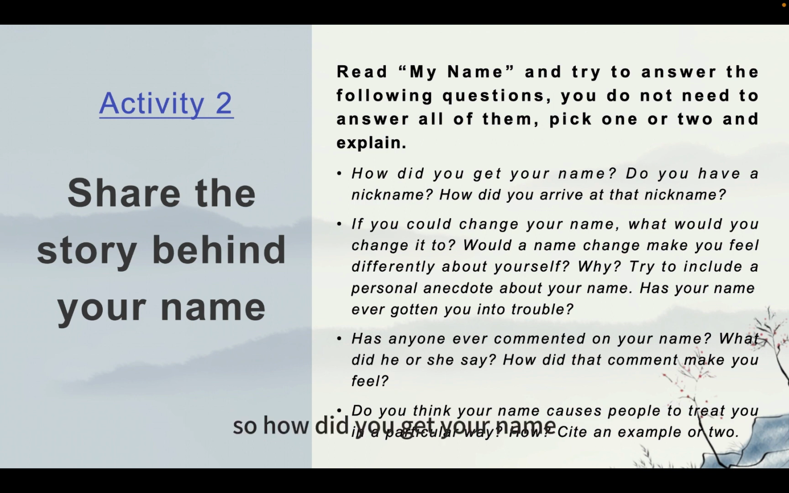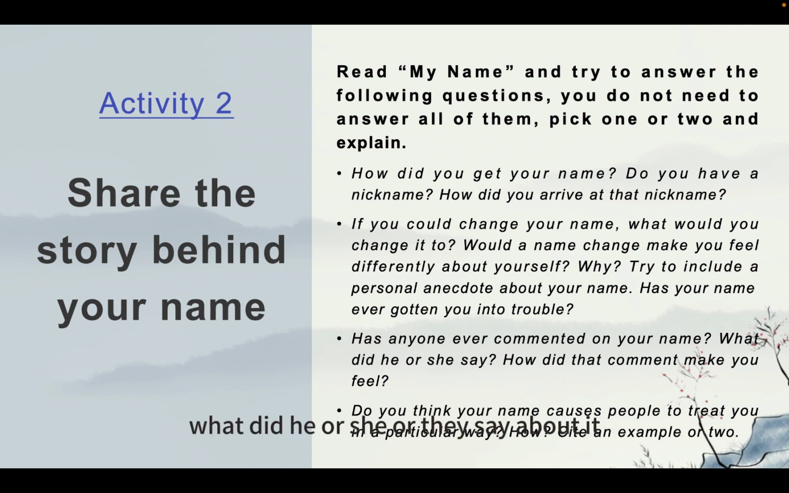Okay, so how did you get your name? Do you have a nickname? How did you arrive at that nickname? If you could change your name, what would you change it to? Would the name change make you feel differently about yourself? Why? Try to include a personal anecdote about your name. Has your name ever gotten you into trouble? Has anyone ever commented on your name?